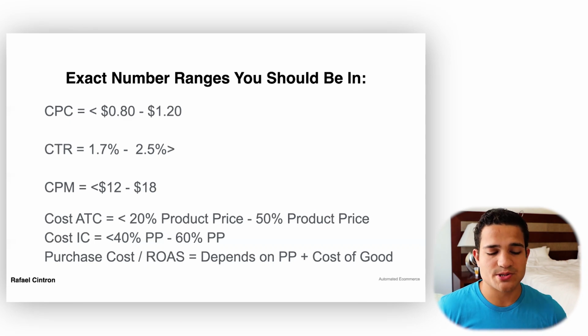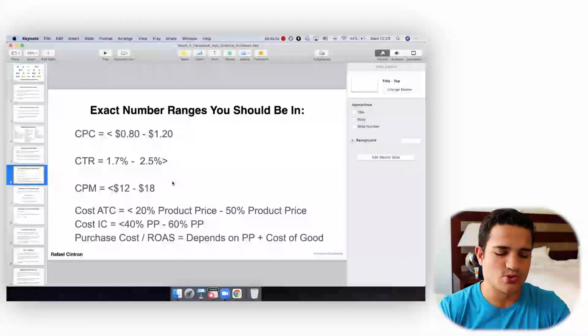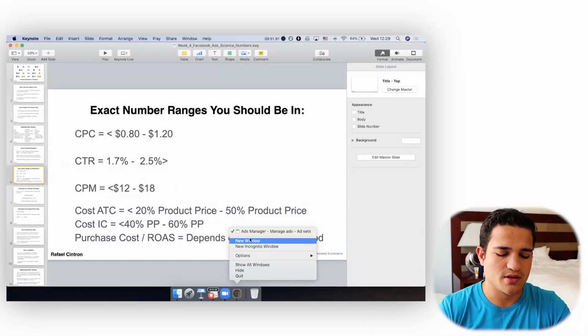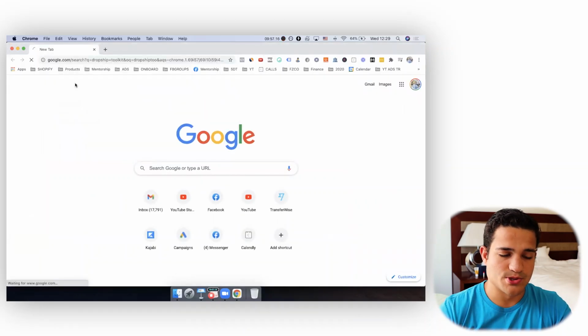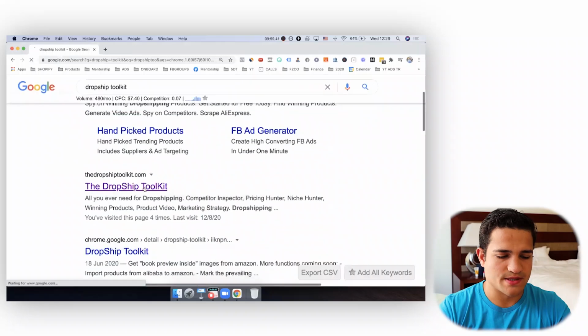The cost per initiated checkout, again, 40% to 60% of the product price. So if your product is $100, your cost per initiated checkout should be around 40 or ideally less. And your purchase cost depends on your product price and your cost of goods. So a great way to do this is to go to a tool called Dropship Toolkit. You can just look it up on Google. And it's this one right here.